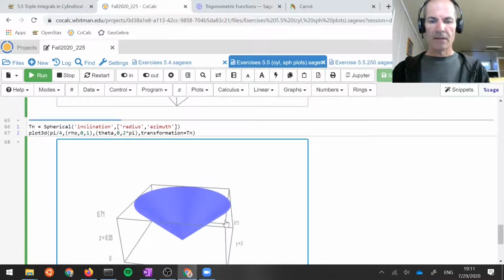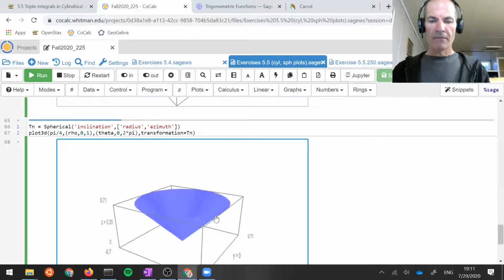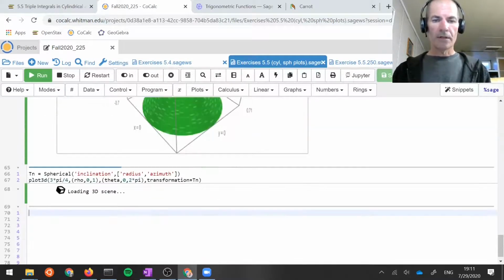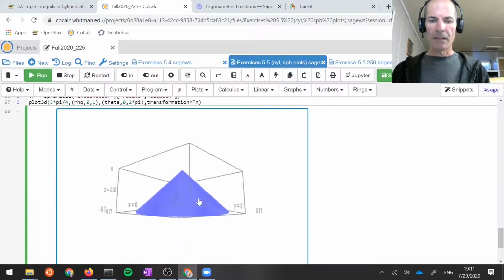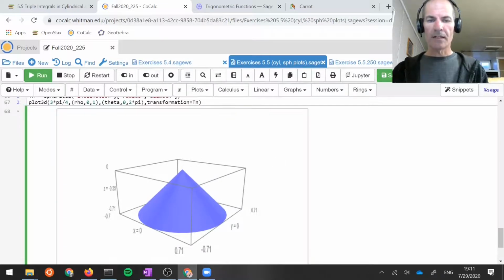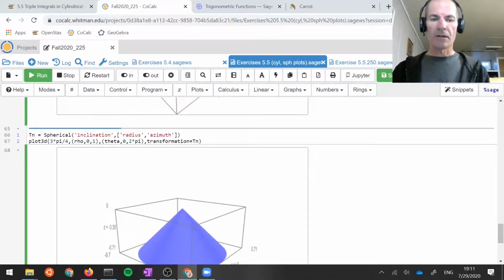And there you have it. So that's a 45-degree cone, and it has a length of 1 along the side as rho goes from 0 to 1. And then I think what I do is plot 3 pi over 4, and you'll see that that's the bottom part of the cone. What I really want is both the top and the bottom, and then ultimately I want to embed them inside the spherical shell that I started out with.